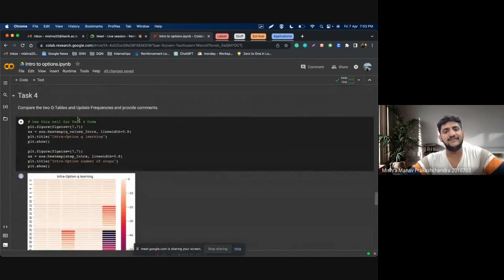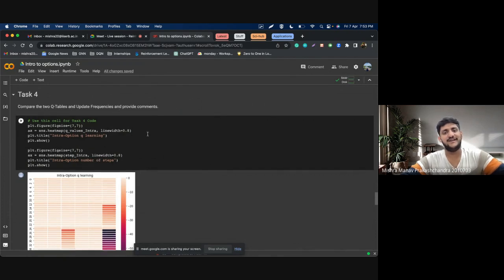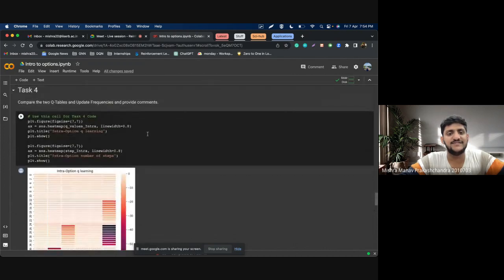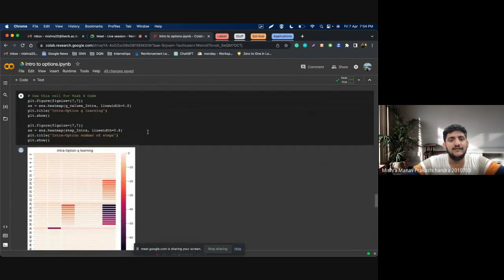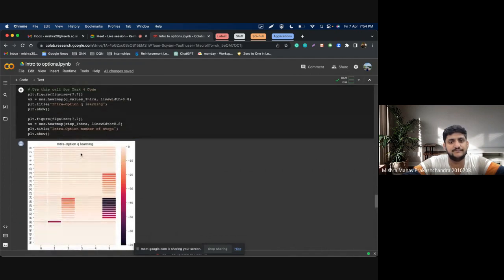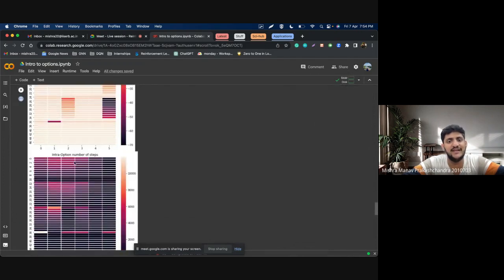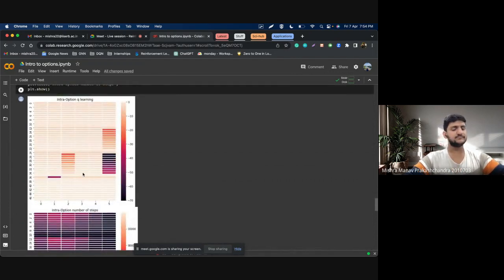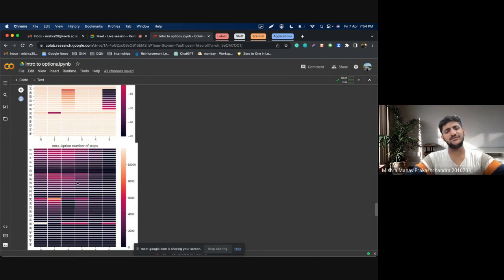Now we are trying to compare the two things, that is the Q table and the frequency of update for each state action pair, and then we provide comments. Okay, so this is for intra-option Q learning. First one is looking at the Q values for intra-option Q learning, and second is for the number of times each state action pair was encountered. Notice that whenever I'm doing intra-option Q learning, my exploration is much more, okay, because I'm taking each state action pair whenever I'm doing updates for those intra-level primitive actions.